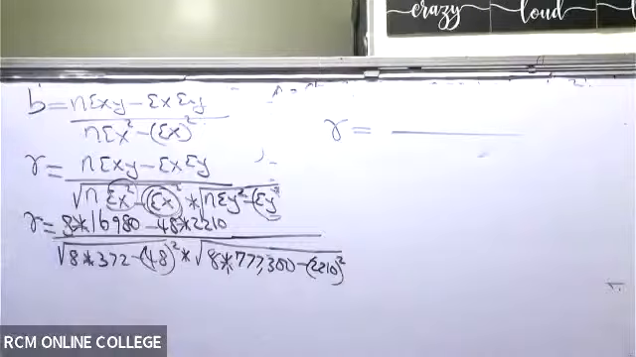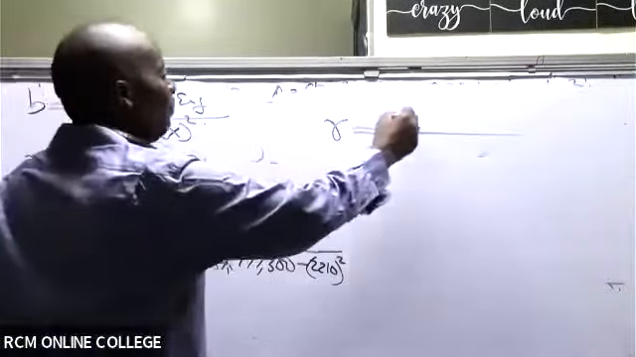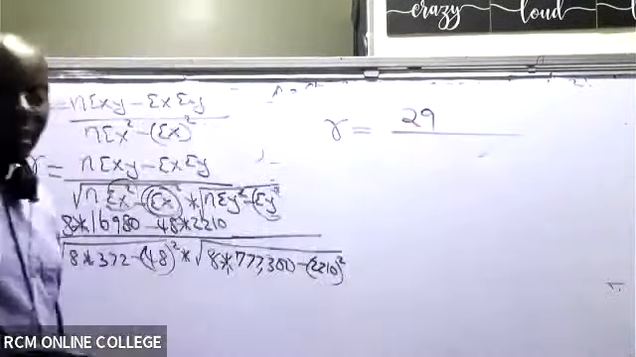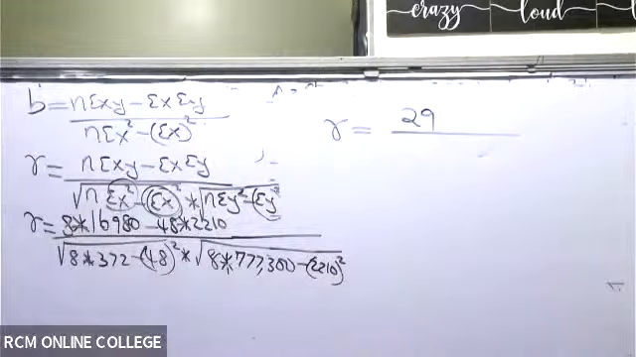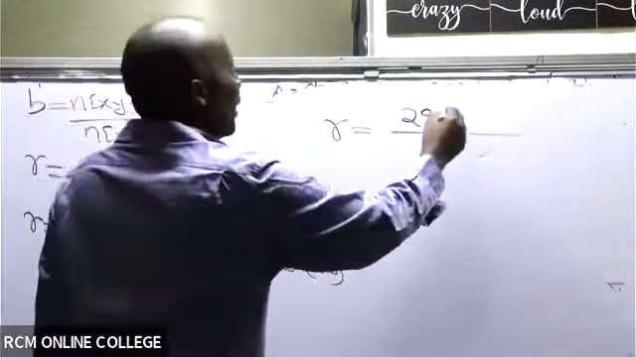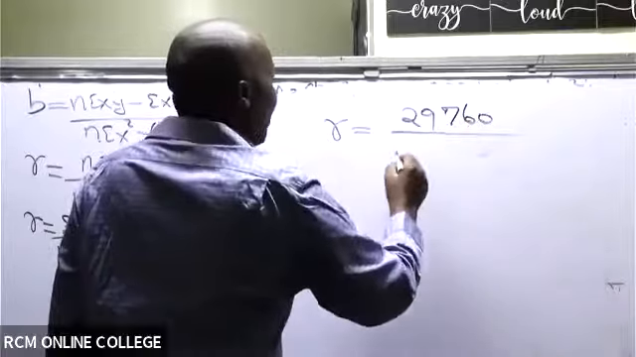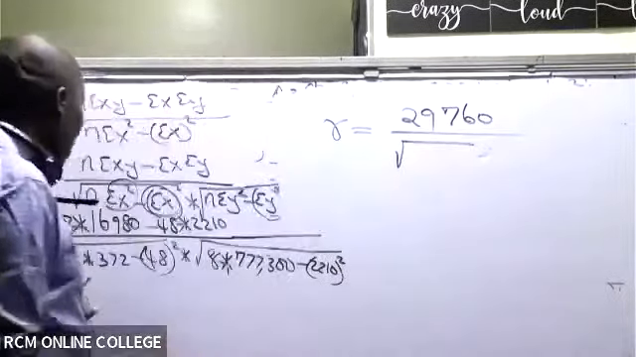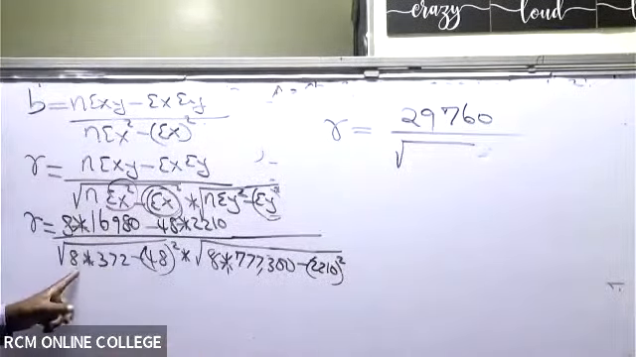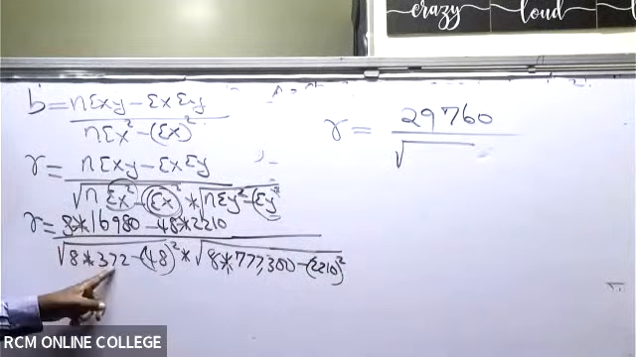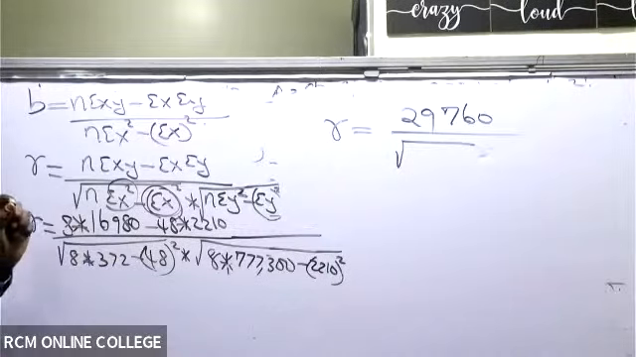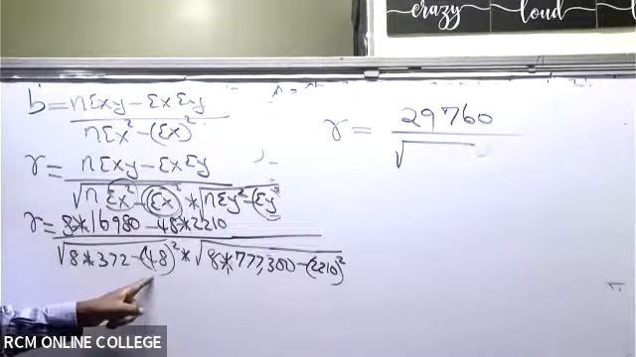So they have confirmed that the numerator is 29,760. 29,760 divided by, is there somebody who is able to give me what we have under the square root here? 8 times 372 minus 48 squared. Just that. Please give me that figure, just that.